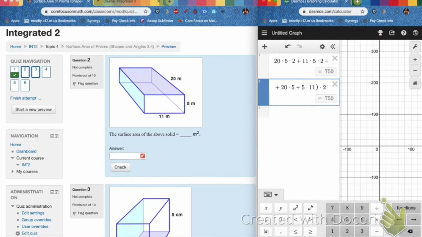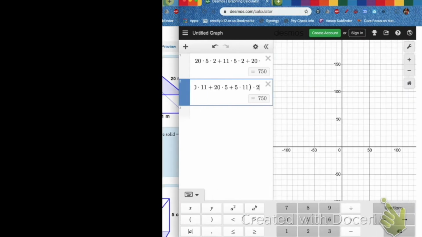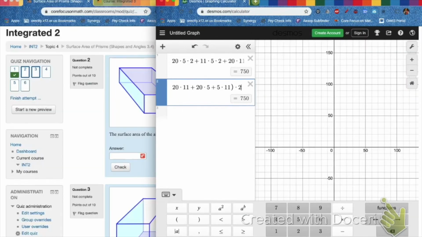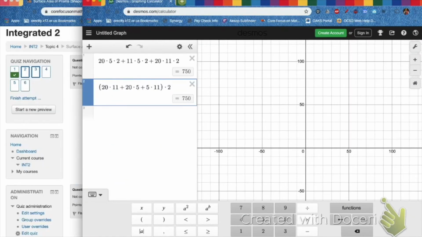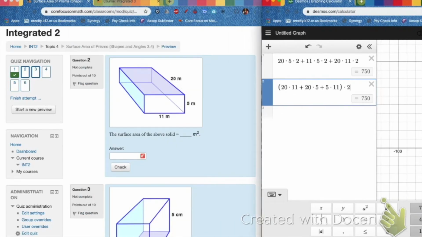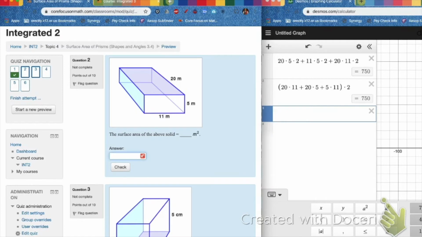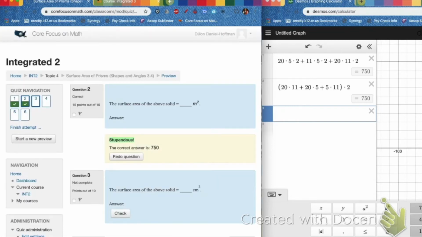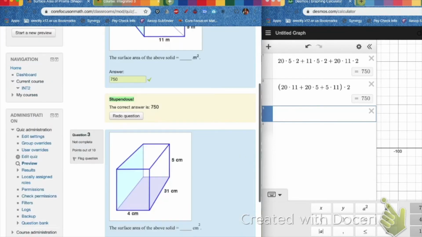Can I make this a little larger for you? Yeah, there you go. So maybe I'll do that for this one. Because you need to include every single side. And because they're opposites and they're the same, you're going to be multiplying by 2, either at the end or individually. The same thing for number 3.